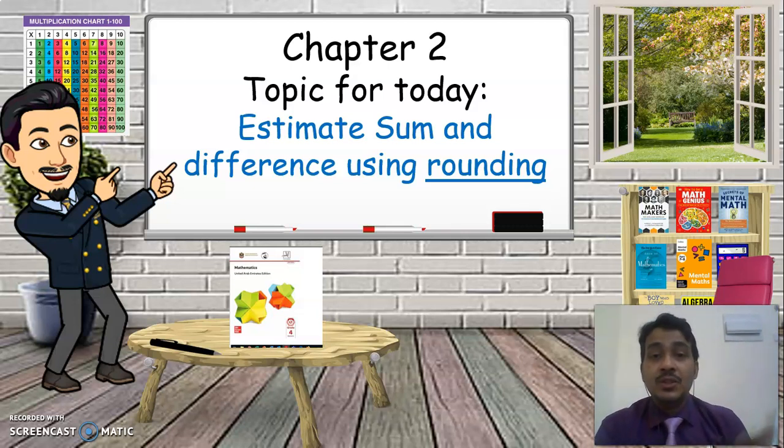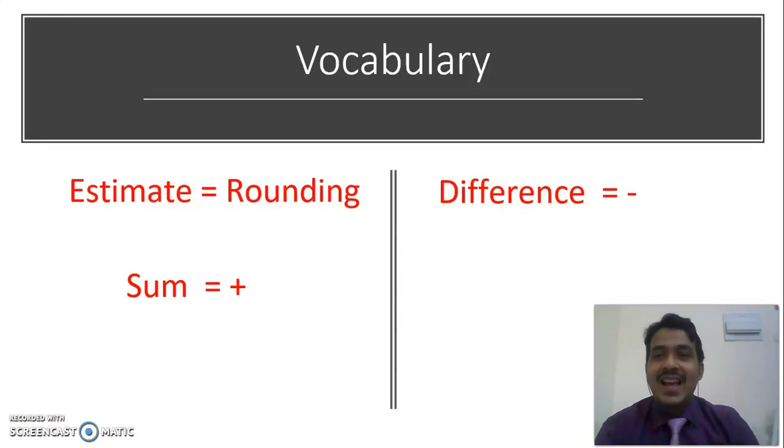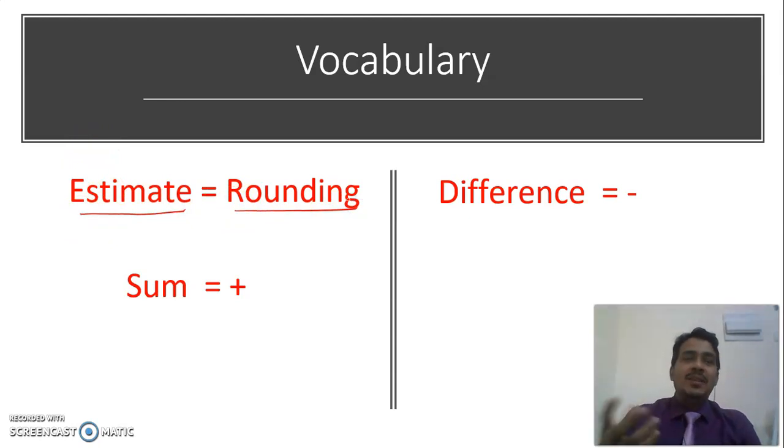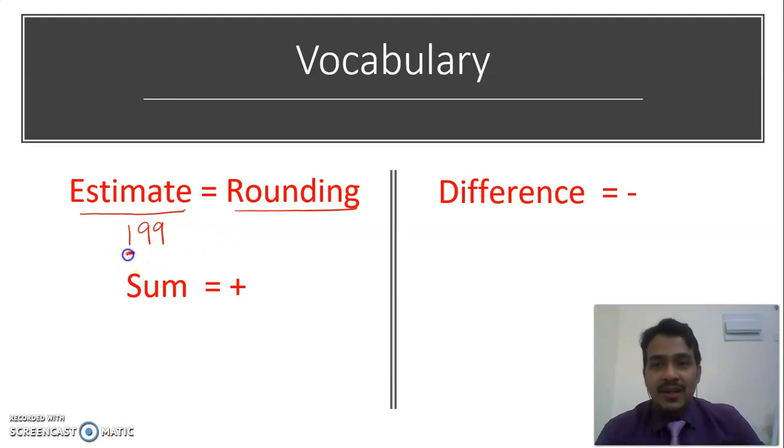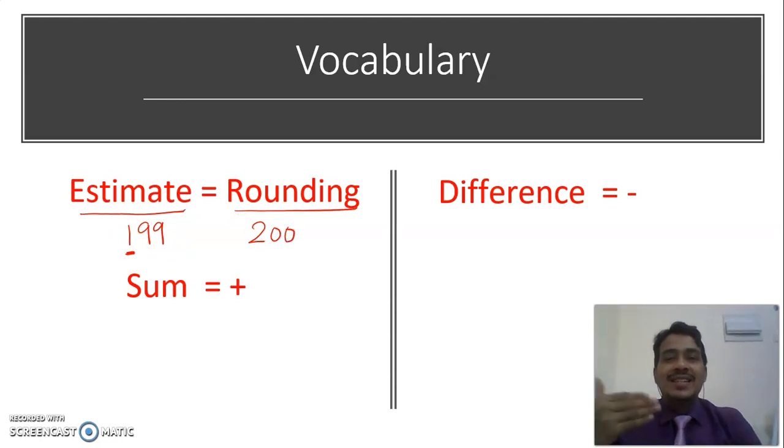So what is estimate? Basically, estimate also means rounding. Estimate means rounding. So you don't want the exact answer. You want approximate answer, close answer. Like for example, I give you the number 199. If you round it to the nearest 100 place, it will be very close to 200. So that is called an estimate, rounding, approximate, close answer. Okay, so that's what rounding is all about.